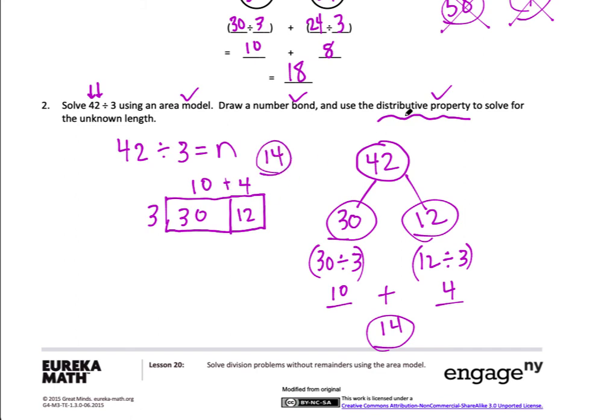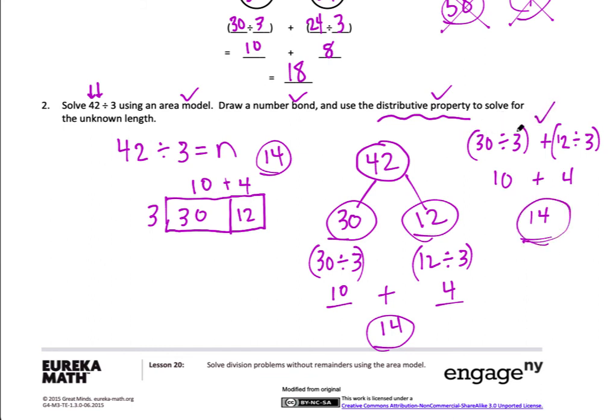Distributive property. So here's the distributive property. We're going to do 30 divided by 3, plus 12 divided by 3. That's the distributive property, and that would just be 10 plus 4, and that would be 14. There you go. So distributive property, check. Number bond, check. Area model, check. Okay? So it was definitely a good idea to do this last, not first. All right? Any questions? Let me know.